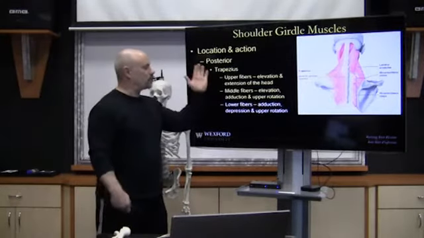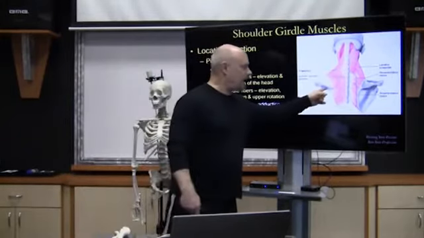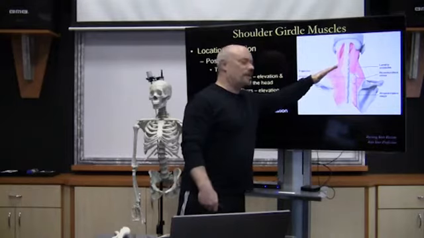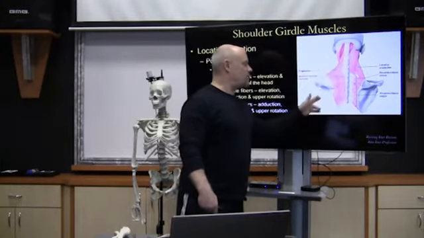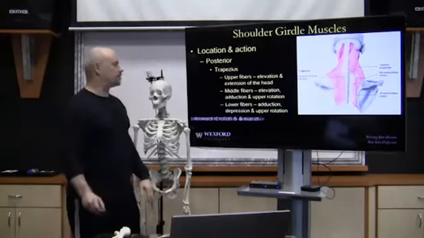The lower fibers, or the ones almost vertical, cause depression, and when they're pulling on the scapula here, along with the upper fibers of the traps and the serratus anterior, they can cause upward rotation.